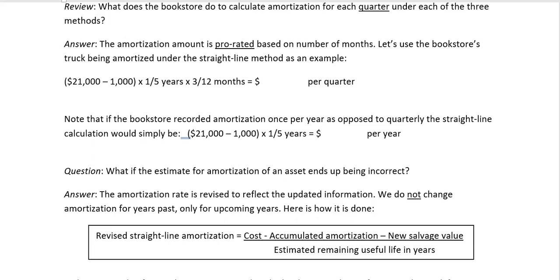Let's use the bookstore's truck being amortized under the straight line method as an example. So 21,000 minus 1,000 gives us our amortizable value. Then we were expecting the truck to last 5 years, so we take 1 over 5 because we're only focused on the first year. And within that 1 year, we're only concerned about 1 quarter, so 3 over 12 months. So after you do that calculation, we get a nice round number of $1,000 per quarter.